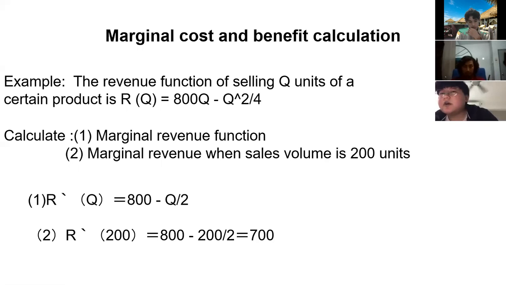This is simple, so we can solve. The marginal revenue R'(Q) equals 100 minus Q over 2. Then R'(200) equals 100 minus 200 over 2. So the final answer is 0.